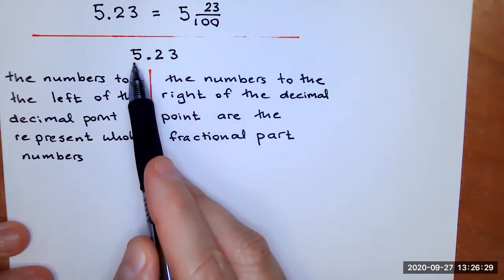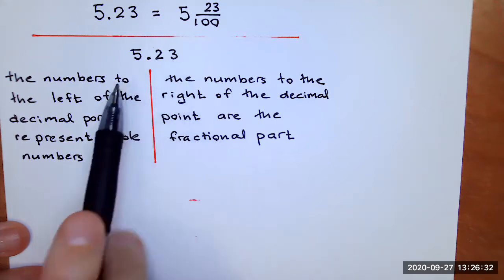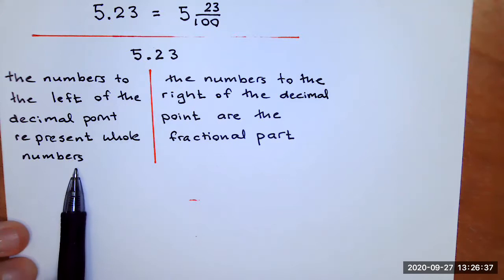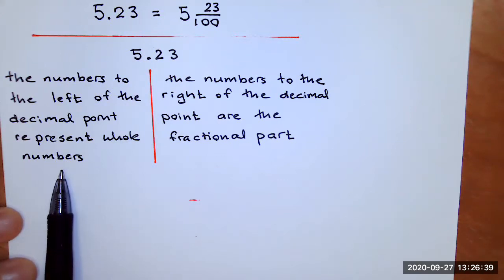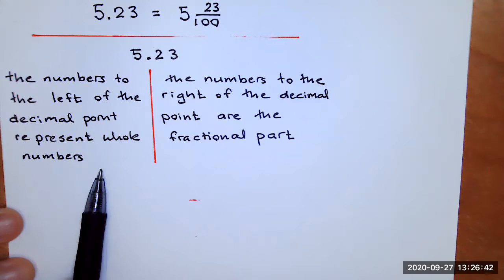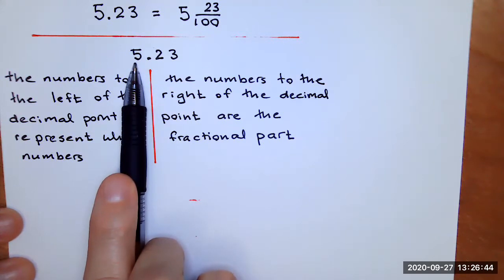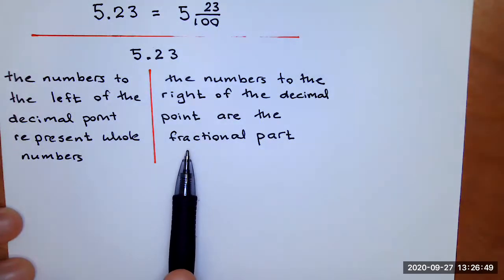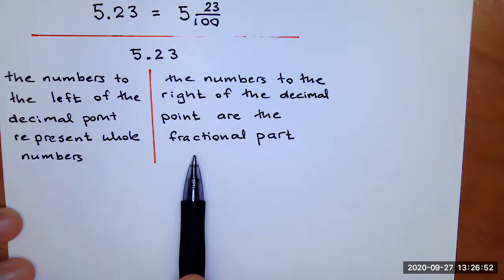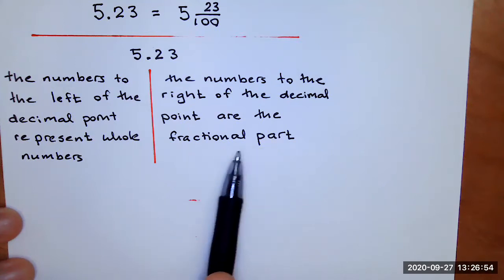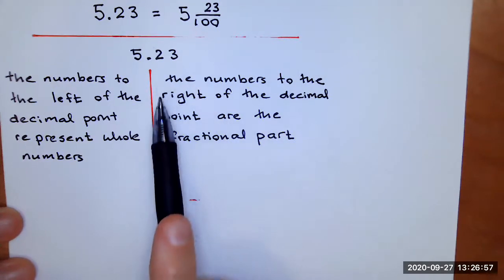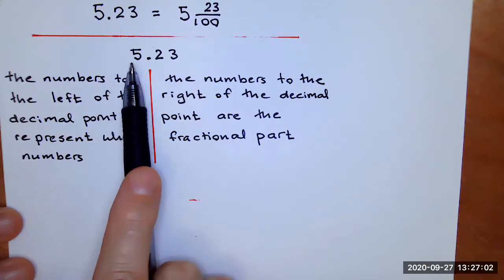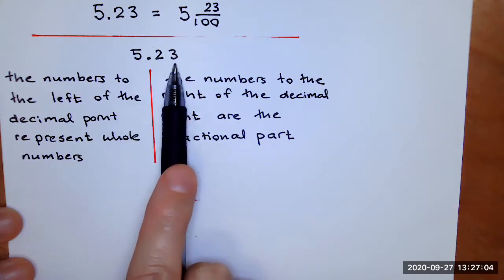All right, let's look at $5.23. This number 5, the number to the left of the decimal point, represents a whole number. So any number left of the decimal point is a whole number. The numbers to the right of the decimal point represent the fractional part of the number. So that part is less than one whole. So you can think of this as a mixed number where you have a whole number and a fraction.